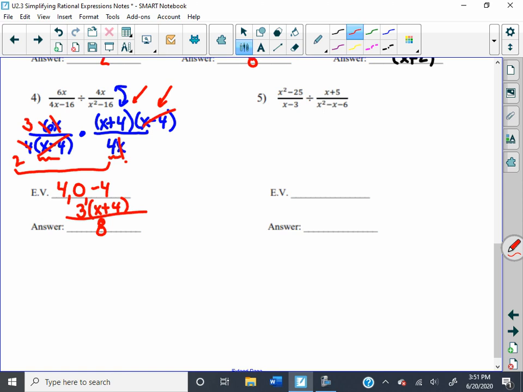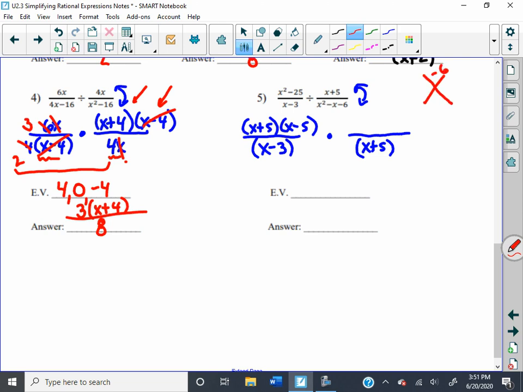All right, and then number 5, last one. I'm going to factor x squared minus 25 first. That's x plus 5, x minus 5, x minus 3 on the bottom. Turn to multiplication. I'm going to flip this fraction, so x plus 5 on top goes to the bottom, x plus 5. X squared minus x minus 6 goes to the top, but since it's a trinomial, I'm going to have to factor it, so I use the x. So negative 6 and negative 1. So that's going to be negative 3 and positive 2. So x minus 3, x plus 2.